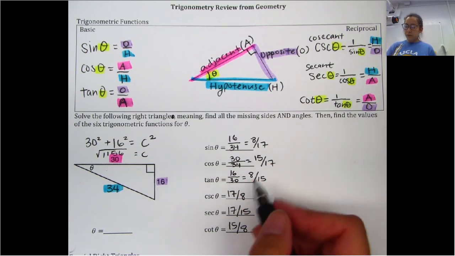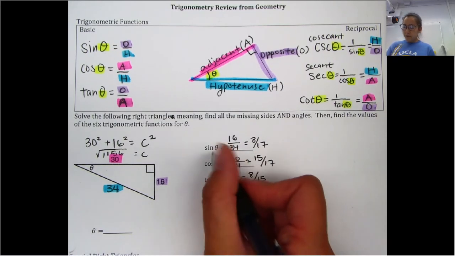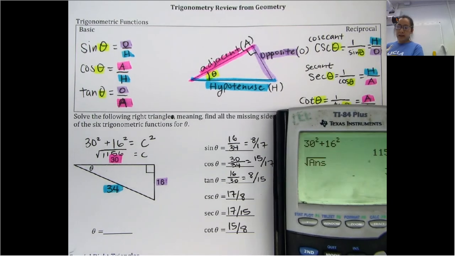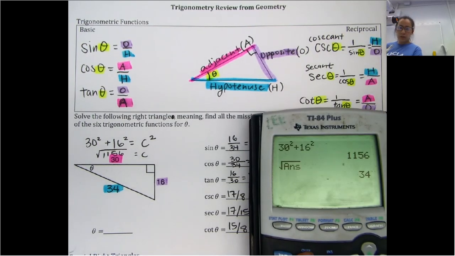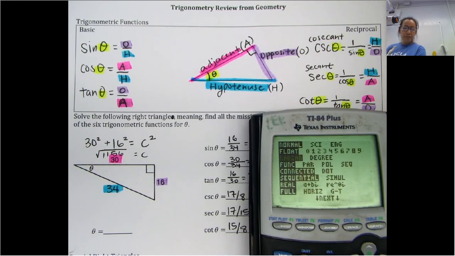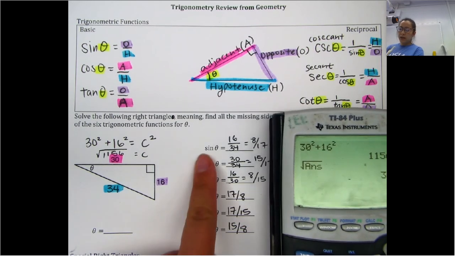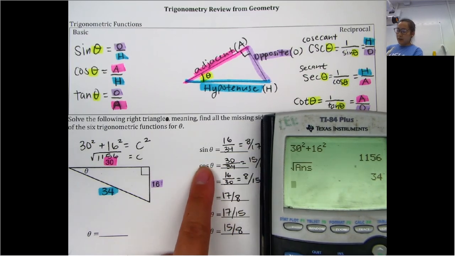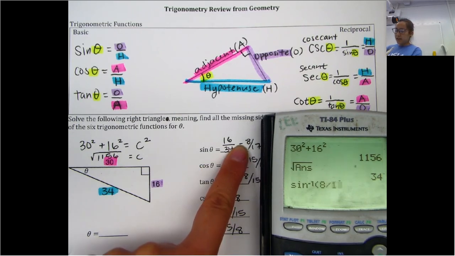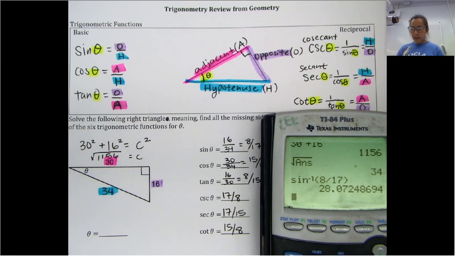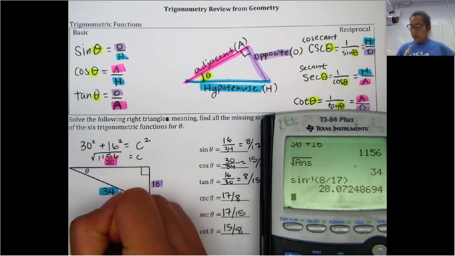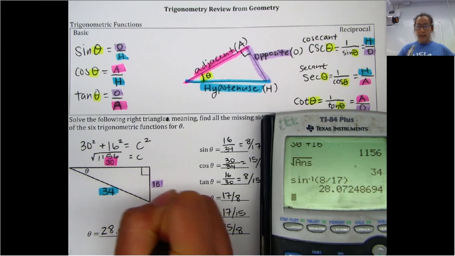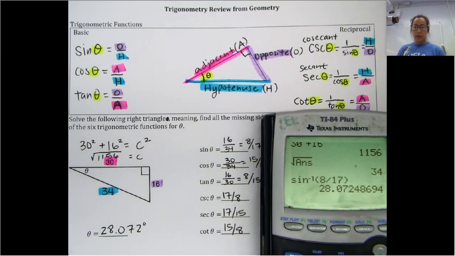If we want to figure out what theta is, we can do the inverse of one of these three on our calculator. We'll put it in degree mode: we press mode, and then switch over to degree mode. Since sine of theta is 8 over 17, we do sine inverse of 8 over 17. That gives us the approximate angle, which is 28.072 degrees. In my class, we always round to the third decimal place.